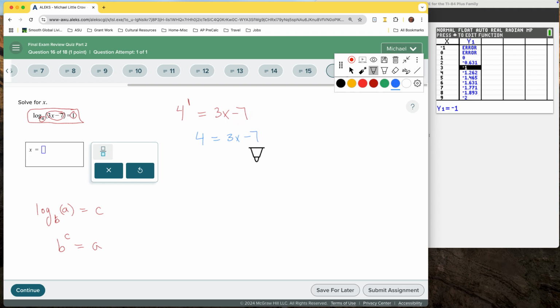whatever it is. We will add 7 to both sides. 4 plus 7 is 11, equals 3x. And then we divide by 3. So not too bad. x equals 11/3. Just like that.